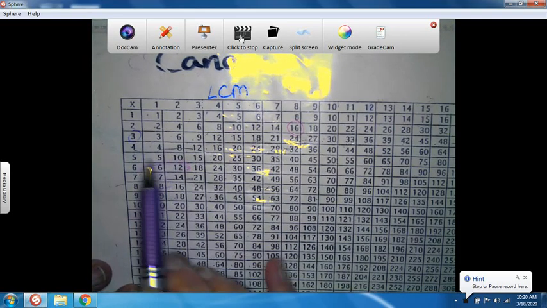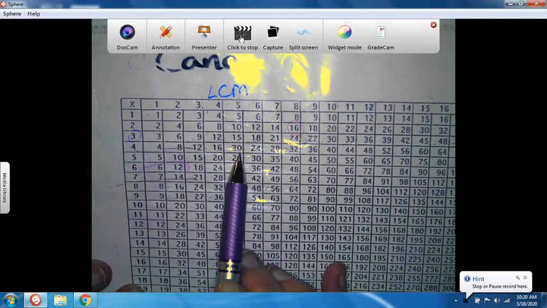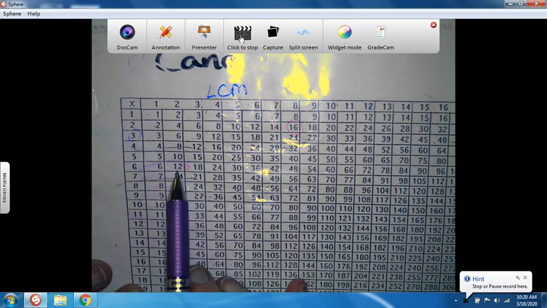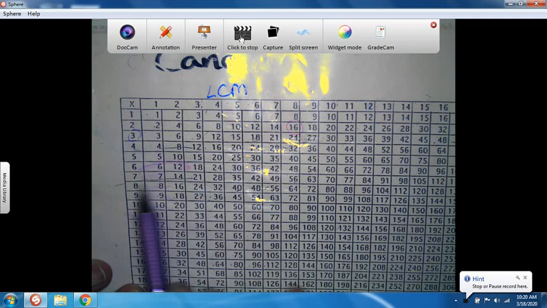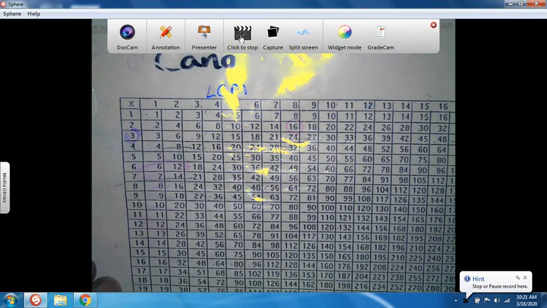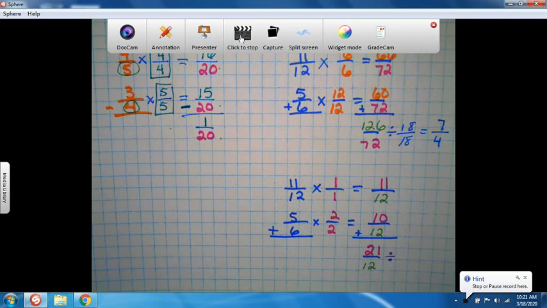How about the 4 row? There's a 12, no 21. 5 row, nope. 6, a 12, but no 21. 7, 8, 9, 10, 11, nope. Okay, so our greatest common factor is 3. So we divide by 3 over 3, and you get 7/4. So we did get the same answer.